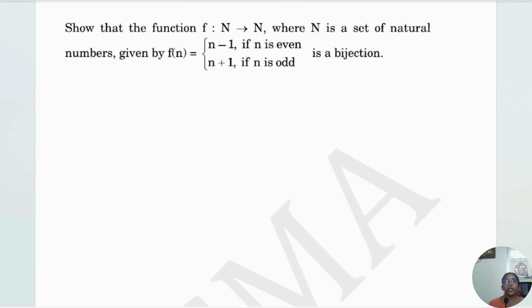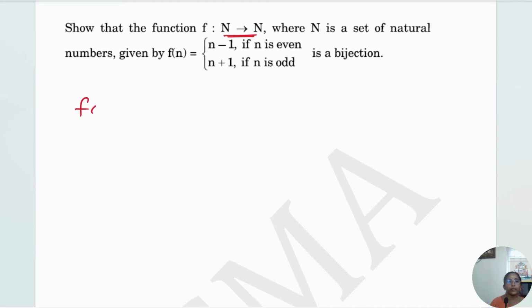Read this problem. Show that the function is given with natural number to natural number, where n is a set of natural numbers and f of n is given as n minus 1 if n is even and n plus 1 if n is odd. It is a bijection. Bijection in the sense one to one and onto we have to prove.